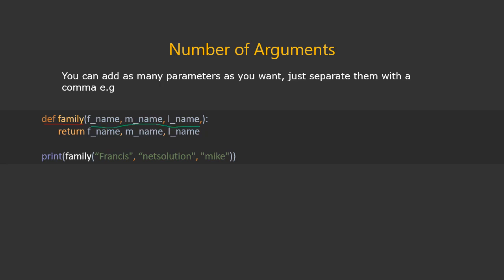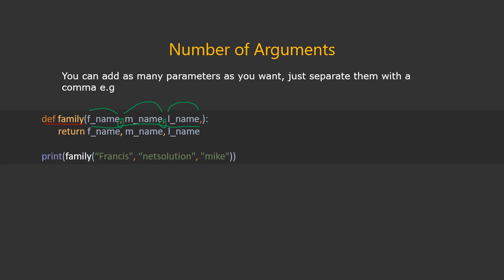entered three different parameters. Here is the f name, which is first name, here is m name, which is middle name, and here is l name, which is last name. You can enter as many parameters as you want, just separate them with a comma. As you can see right here, they are all separated with a comma. Just separate them with a comma.